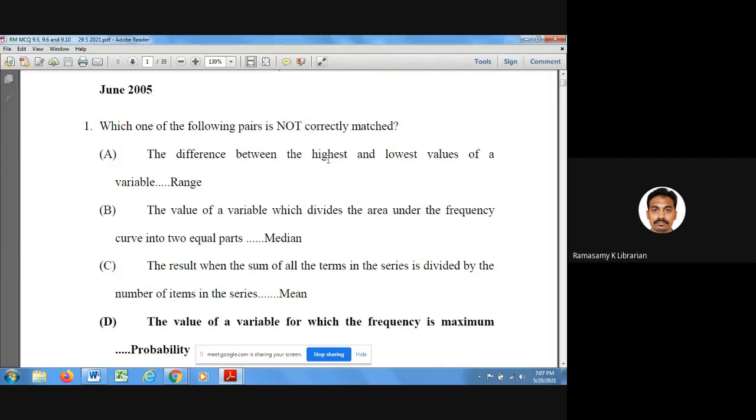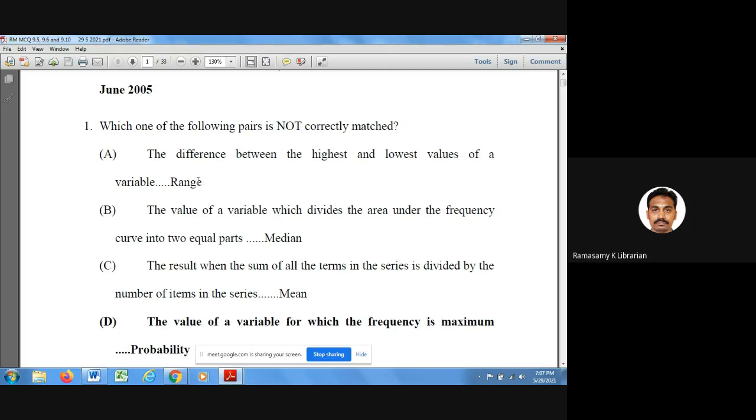The difference between the highest and lowest values of a variable: Range. The answer is correct. You know very well, whenever you want to find out the range, you have to find out the highest number and the lowest number of the series. The difference between the highest number and lowest number is termed as range.